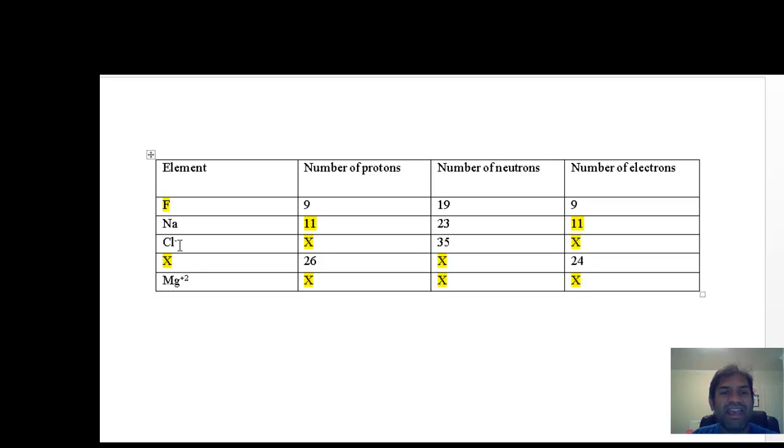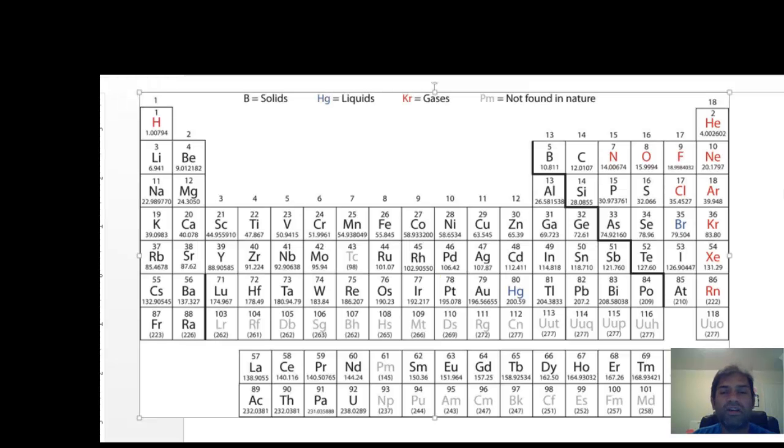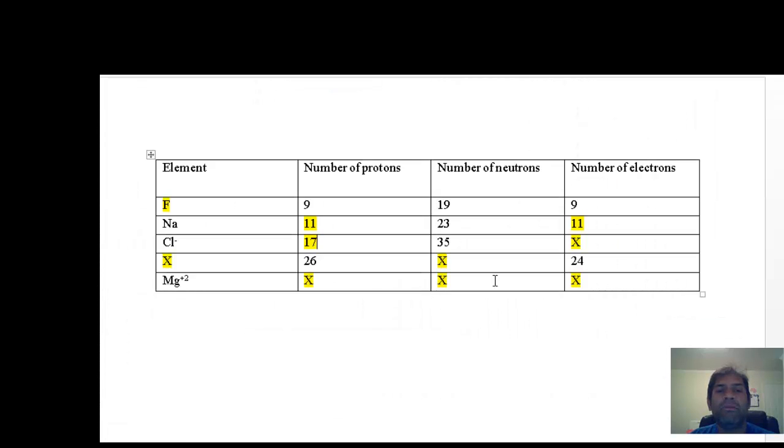Now let's look at Cl minus. We have a minus sign here. The minus charge tells us that we're dealing with an ion. The number of protons will always be invariant, so that's a quick lookup in our periodic table. The number of protons in chlorine is 17, so let's fill that out. The number of neutrons in Cl minus is 35. The mass number, protons plus neutrons, is going to be 35 plus 17, and that's going to be 52.